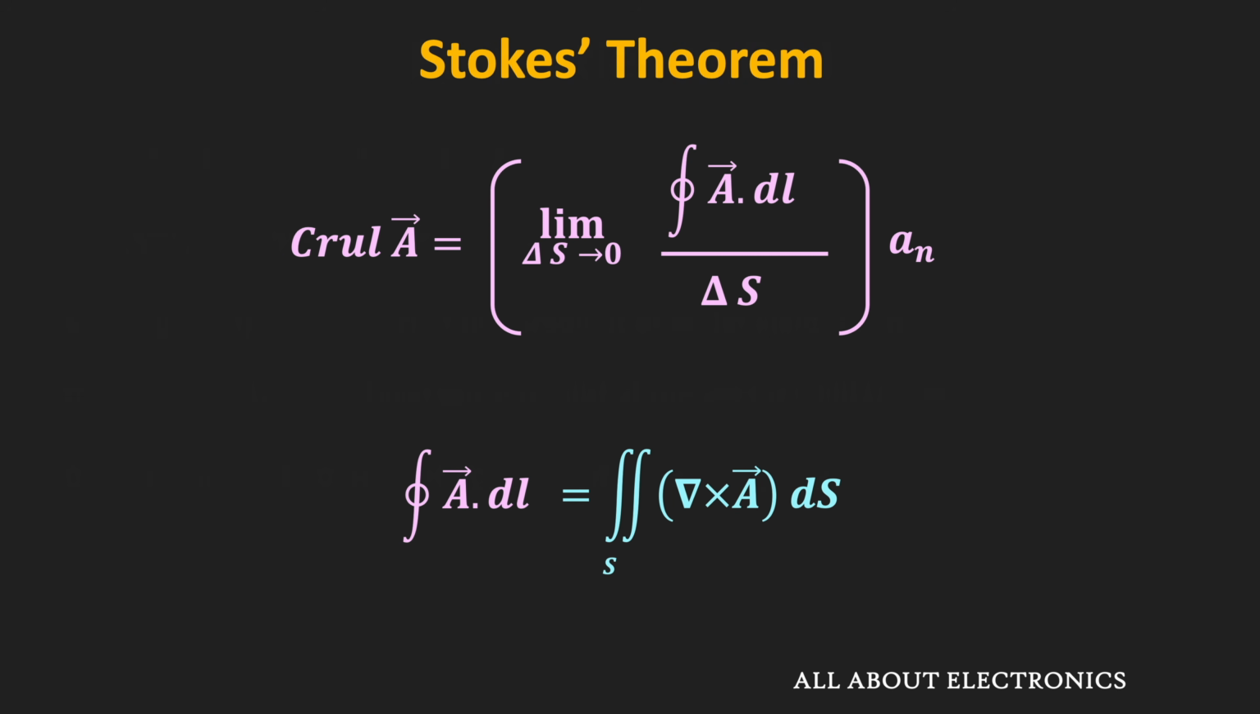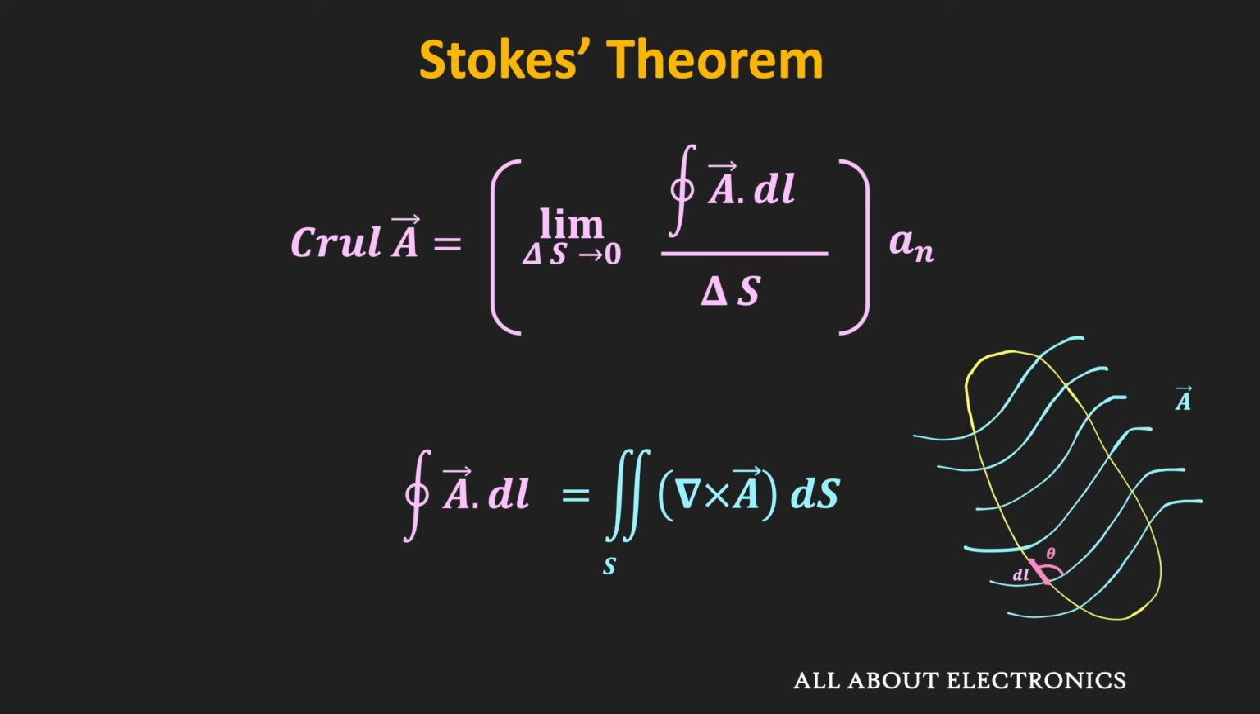From the definition of the curl, we can say that this integration of A dot dl is the same as the surface integral of del cross A times ds. This theorem is known as Stokes theorem. We know that the curl of the vector field gives us the circulation or rotation around an infinitesimally small point, while the Stokes theorem gives us the circulation of the vector field around a specific area.